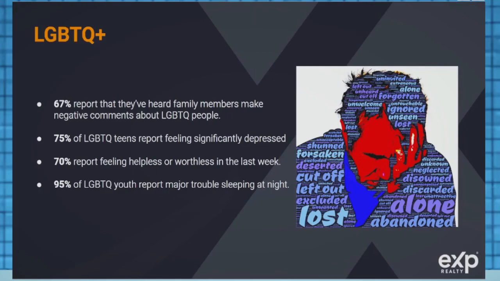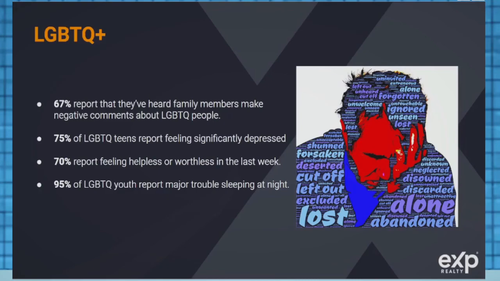75% of LGBTQ teens report feeling significantly depressed. And the sadder statistic of that number is that for LGBTQ teens who are still in their parents' homes, only 15% of them have parents who actually go and get them help for their depression. Leaves those kids feeling cut off, unheard, maybe not getting to the root of the issue there.